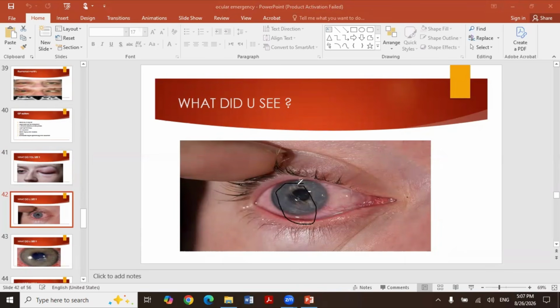I think it's a laceration or injury in the cornea, and I can see the iris. I think it's prolapse, right? No. This is corneal abrasion. My impression is corneal abrasion.